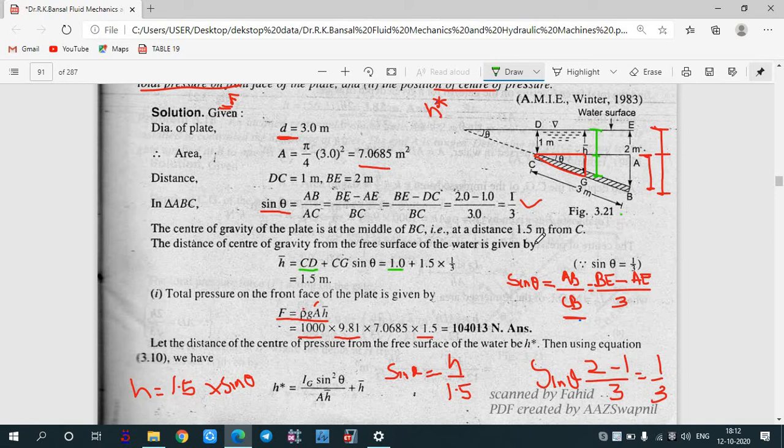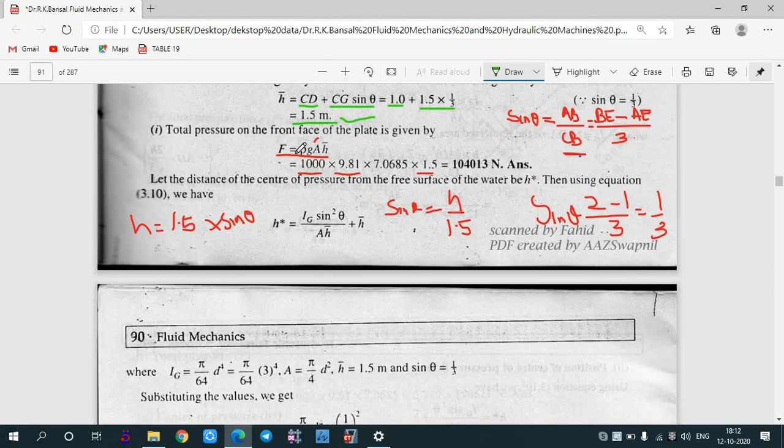And this side is nothing but 1.5 sine theta, or you can write CG sine theta. Sine theta value I've already written as 1 by 3, so from here we get the value of 1.5 meter. So this is how your h bar value is coming. After that we will put all these values in F, rho, g, A, h bar. So we'll get the value of 10413 Newton.